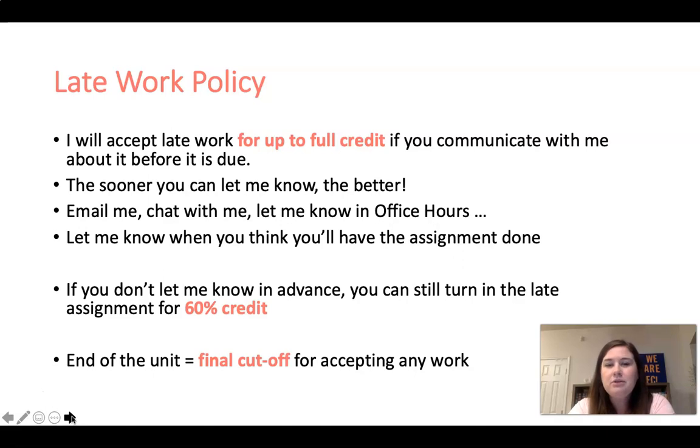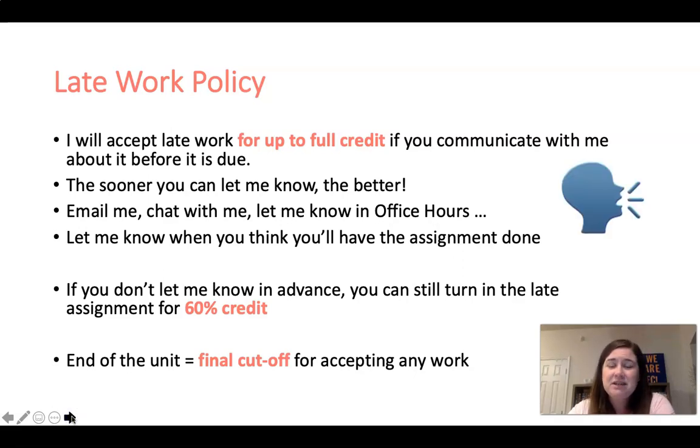If you don't let me know in advance, you can still turn in the late assignment, but it would be for 60% credit. The end of the unit is where I'll cut off entirely any late work that I accept. So you cannot go back at the end of the semester and turn in something from our first unit. At that point, it's lost its purpose. It's not going to be meaningful work. It's going to be busy work just to try to get a few points back, and that's not my goal for you in this class.